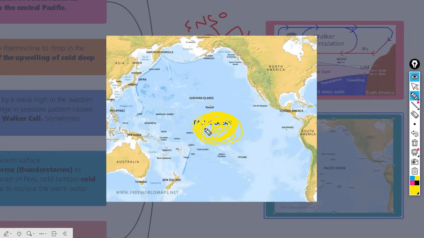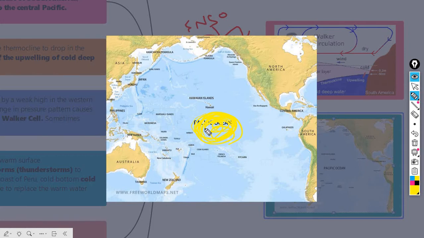ENSO phenomena are divided into phases. The first phase is the neutral phase, and the others are the El Nino phase and the La Nina phase. In nature, nothing stays neutral; everything follows a cycle. So here we will discuss the neutral phase.